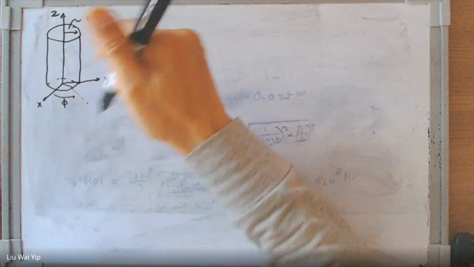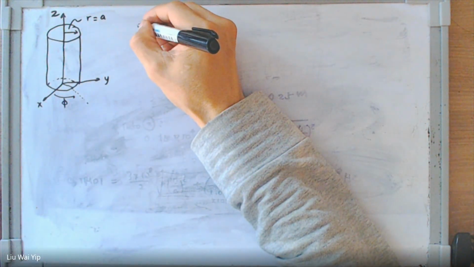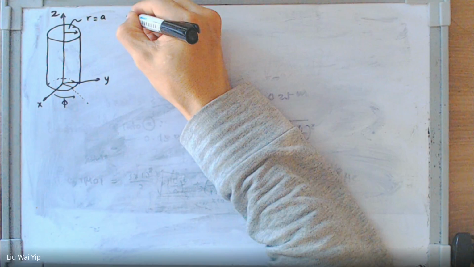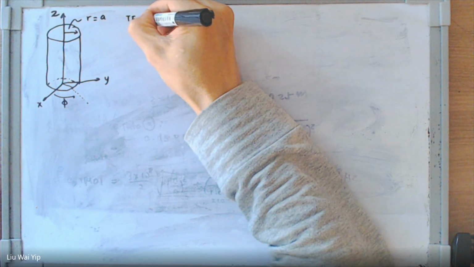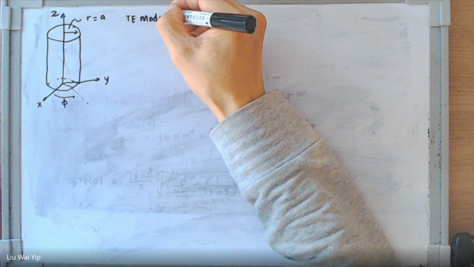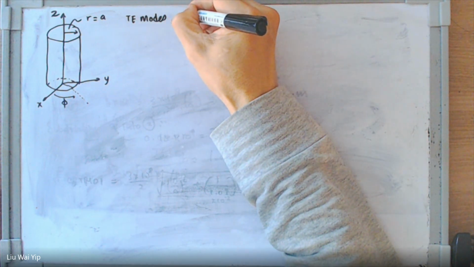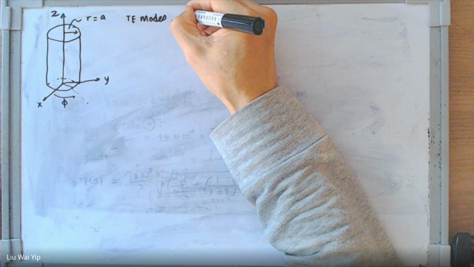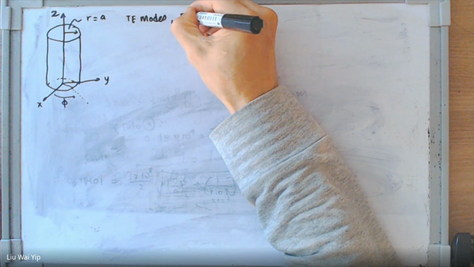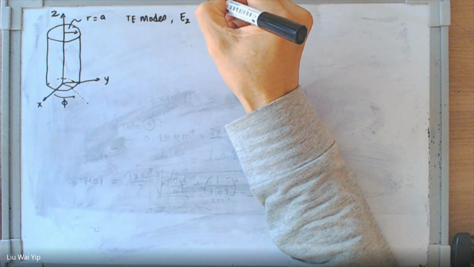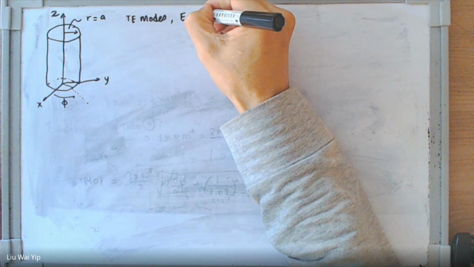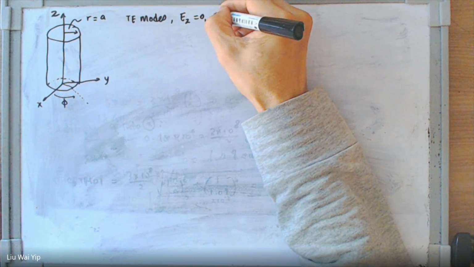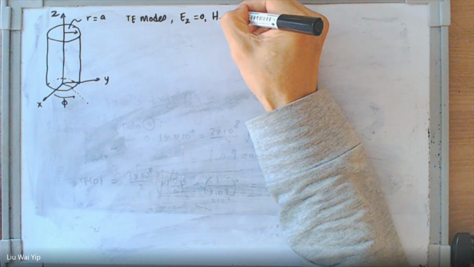As before, for circular waveguide, you have TM modes and TE modes. In TE modes, the electric field in the direction of propagation is zero, but the magnetic field is not zero.